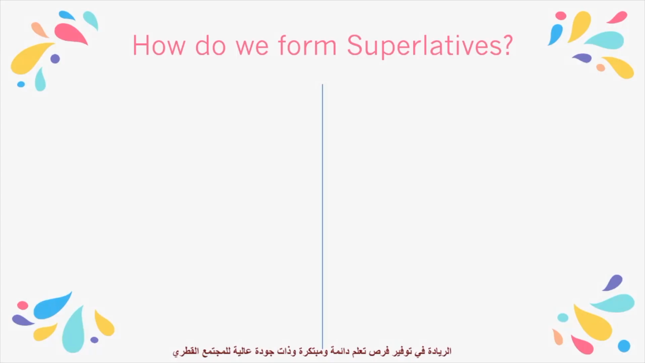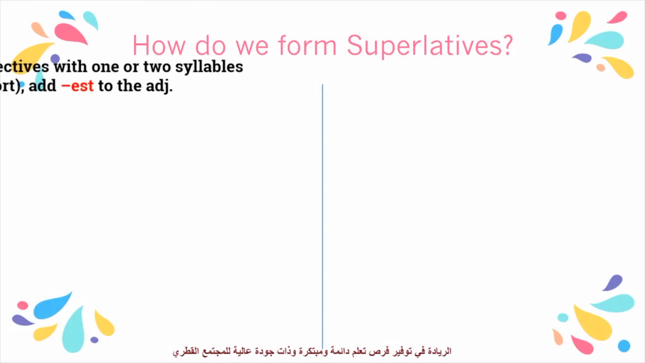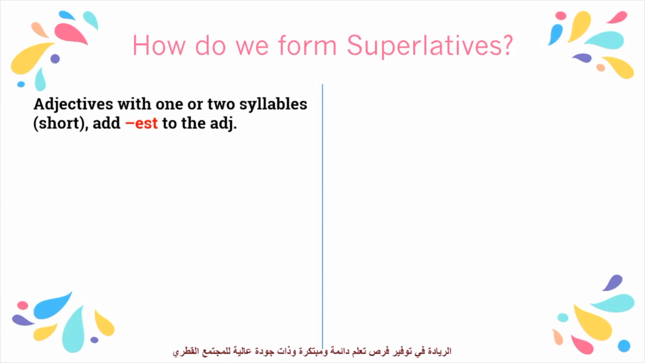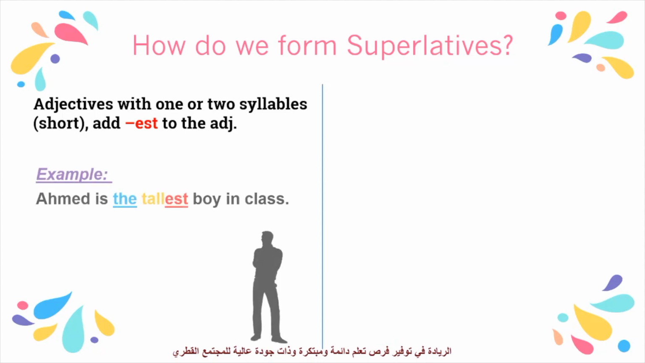How do we form superlatives? For short adjectives with one or two syllables, we add EST to the adjective. For example, Ahmed is the tallest boy in class. Here we say the, we put the adjective tall, then we add EST.